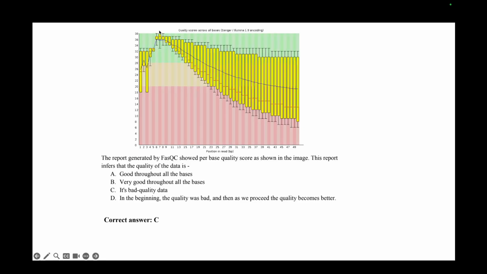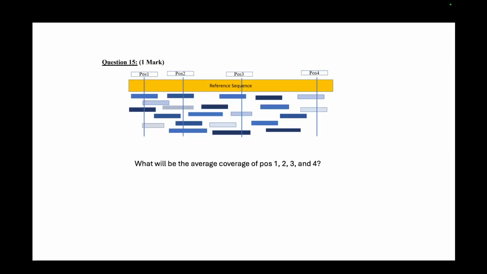Initially it was okay. There are some sequences which have the highest quality scores in these positions, but for the maximum of your reads, the median is coming below 20. So it's not good quality data. You should resequence or do something else with it.